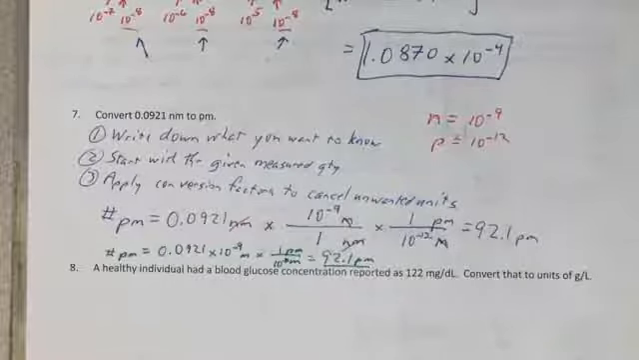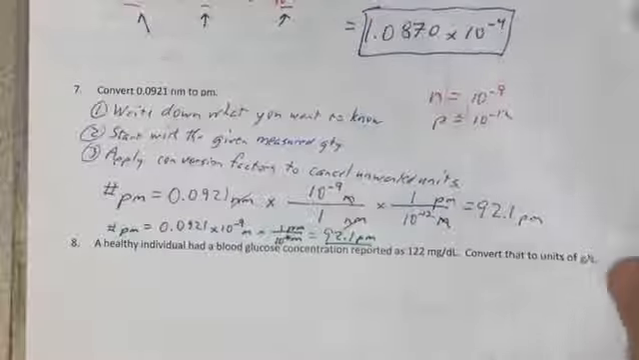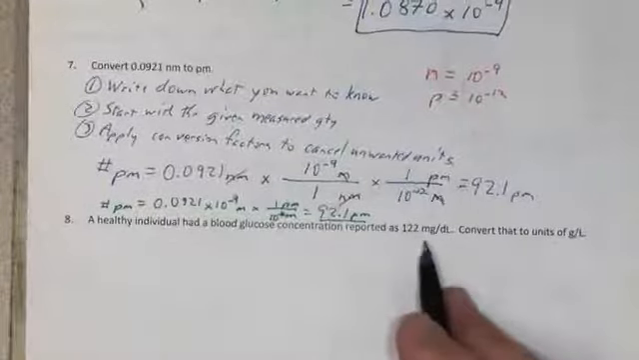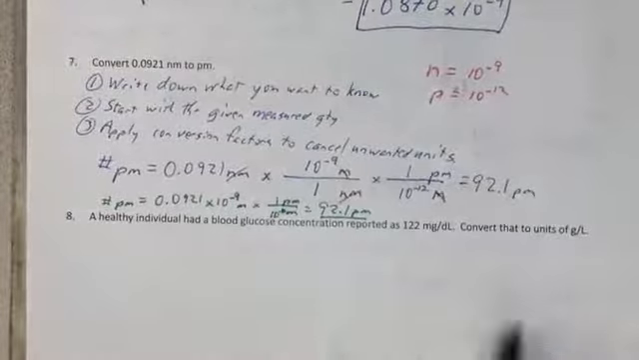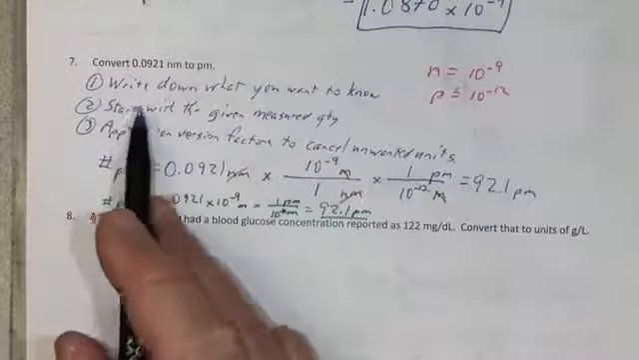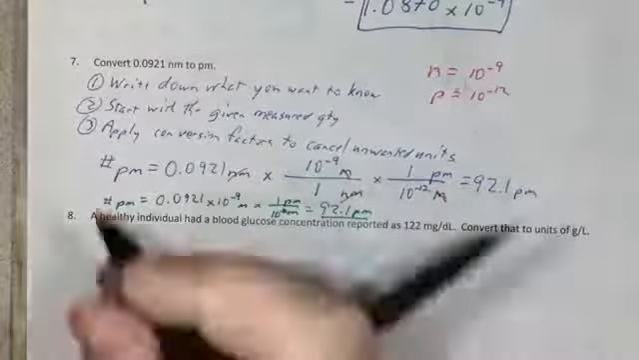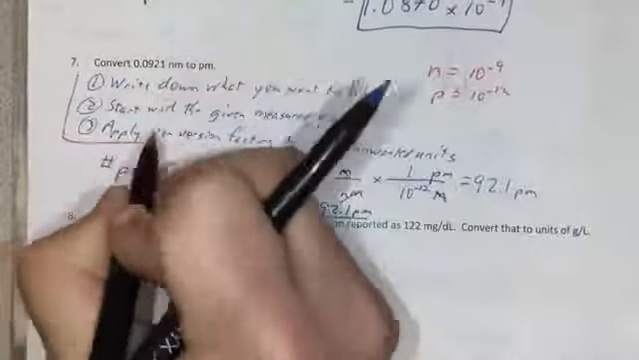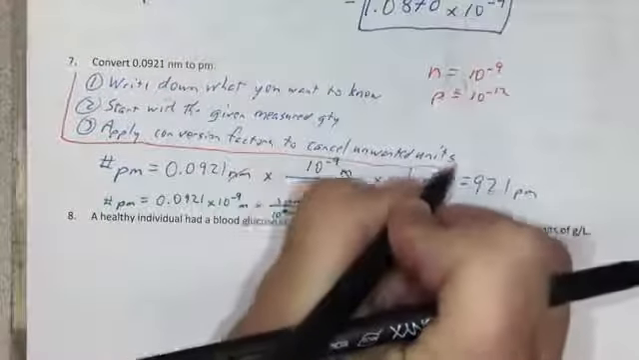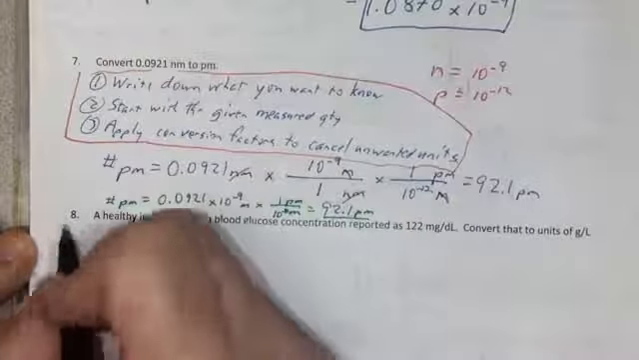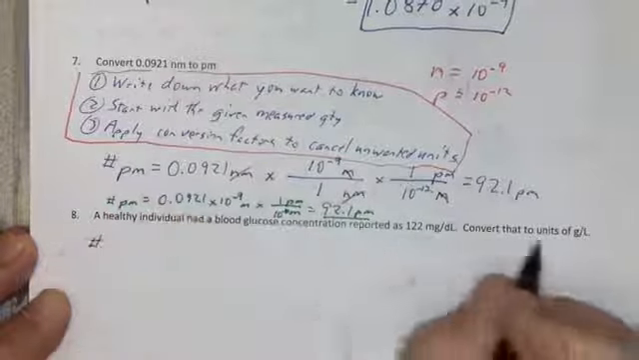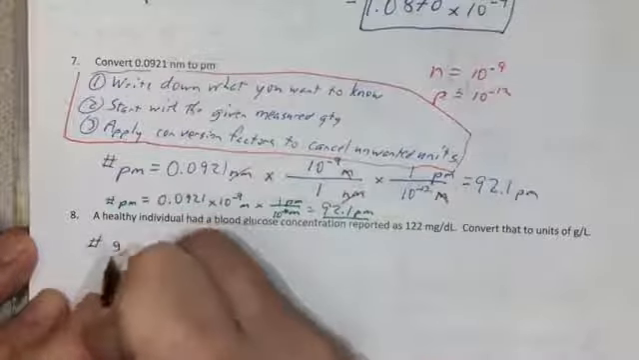Okay, question number 8. We're going to convert 122 milligrams per deciliter to grams per liter. Okay, so let's follow the same 3 steps that we looked at before. The 3 steps are: number 1, write down what you want to know; number 2, start with the given measured quantity; and number 3, apply conversion factor. So what do I want to know? I want to know, put the number sign and the unit you're looking for. I want to know the number of grams per liter.